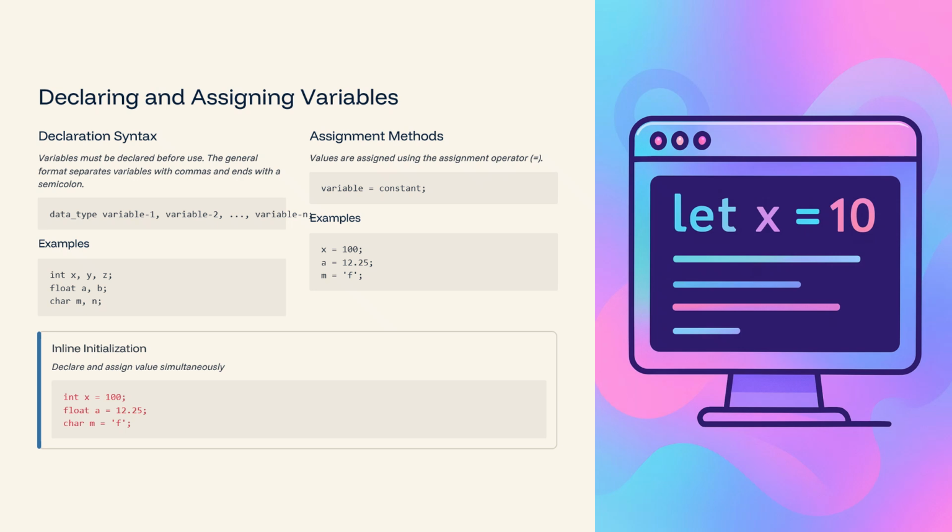Now you can see examples over here. int x = 100, where the value of x is 100 and the data type is integer. And the second one, float a = 12.25. Here the value of a is 12.25 and its data type is float.